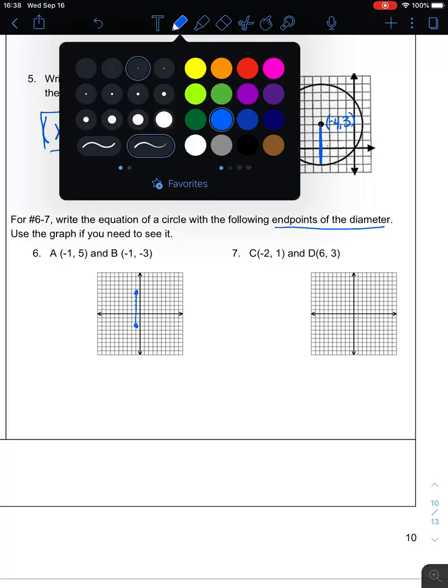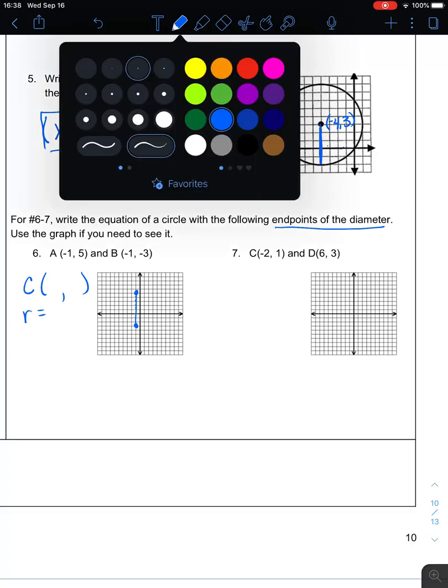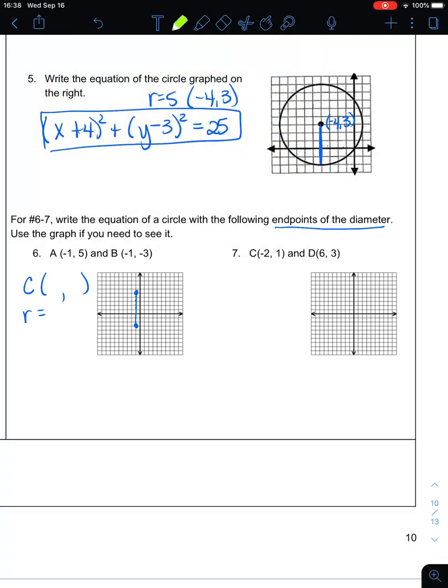So I want to write the equation of the circle, which means I need the center and I need the radius. Well, since that's the diameter, the center would be halfway. So that's 1, 2, 3, 4, 5, 6, 7, 8. So halfway would be 4. 1, 2, 3, 4. So here's the center. It's at (-1, 1). That's easy to see. Then the radius is 1, 2, 3, 4. You can count that off the graph. So now we can write the equation of the circle.